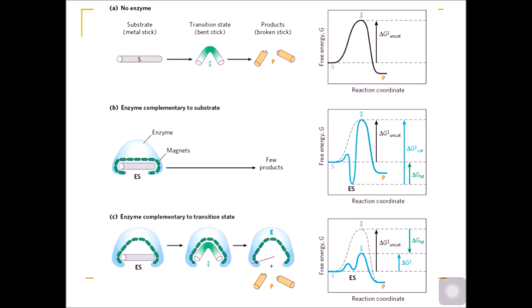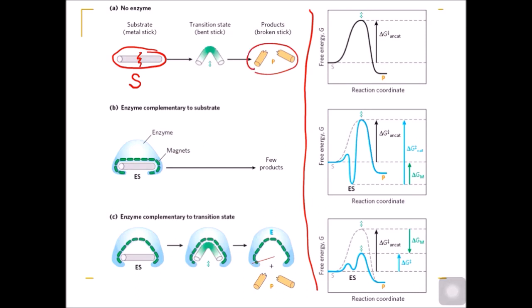So, to be able to explain that, let's have this sample analogy. Huwag niyo munang pansinin yung graph sa kanan, ito munang nasa kaliwa. Halimbawa, ang analogy natin dito is meron tayong metal stick. Ito halimbawa yung substrate. So, ang goal natin sa metal stick, gawin siyang product in which puputulin siya. So, ang transition state para maputol ito, kailangan mag-bend yung stick.